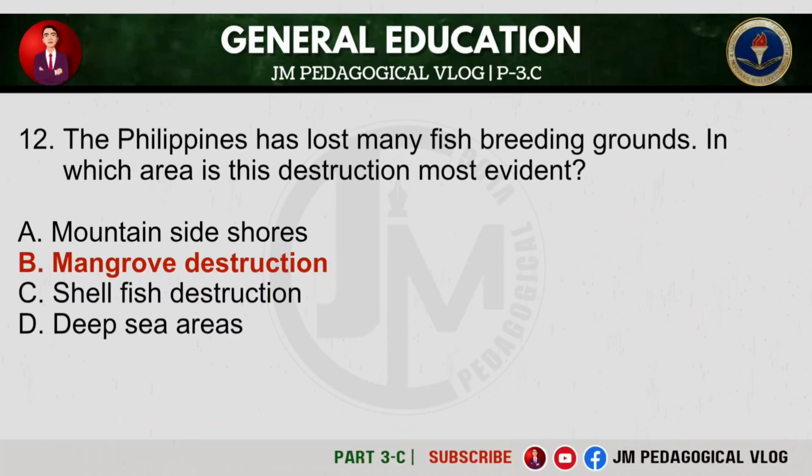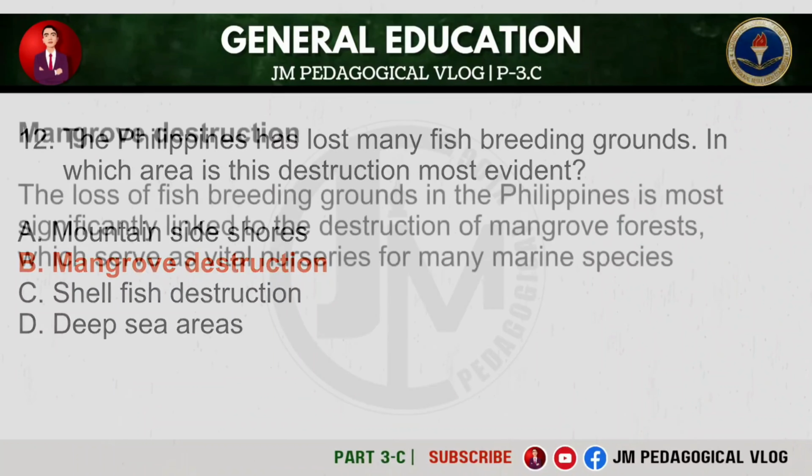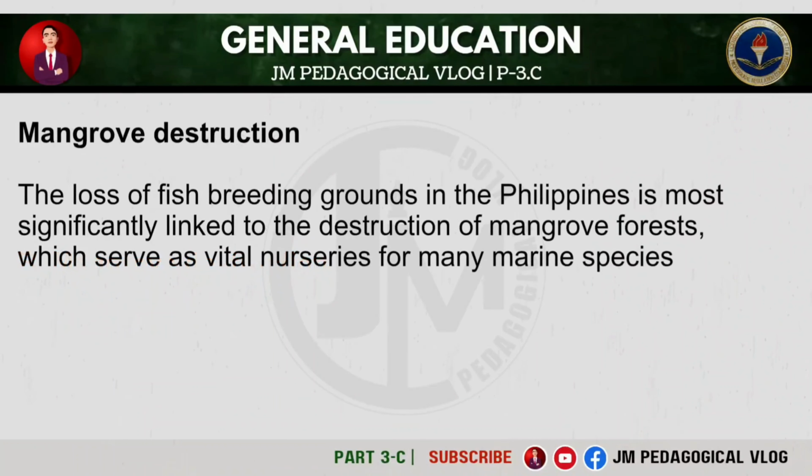B. Mangrove destruction. The loss of fish breeding grounds in the Philippines is most significantly linked to the destruction of mangrove forests, which serve as vital nurseries for many marine species.